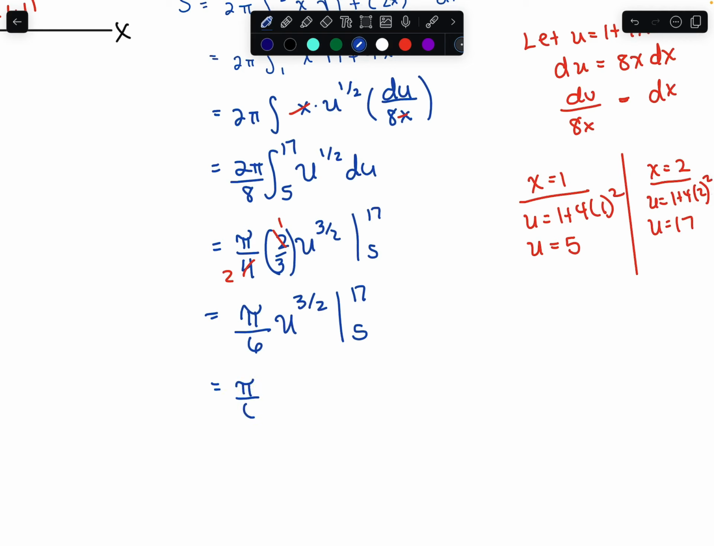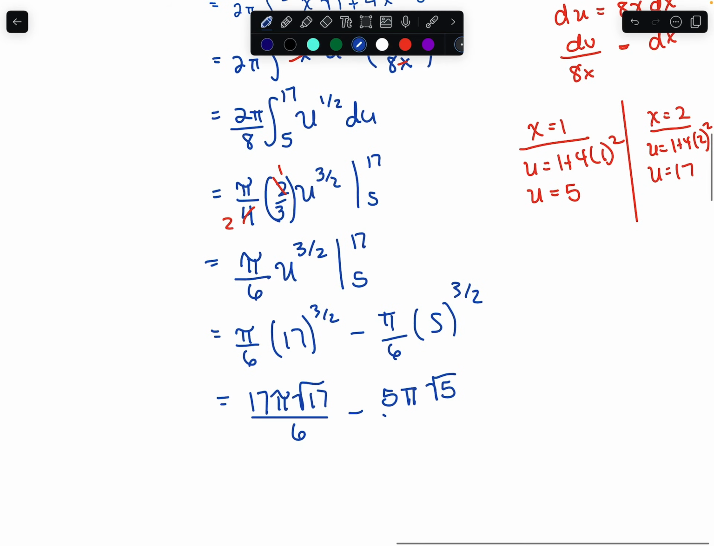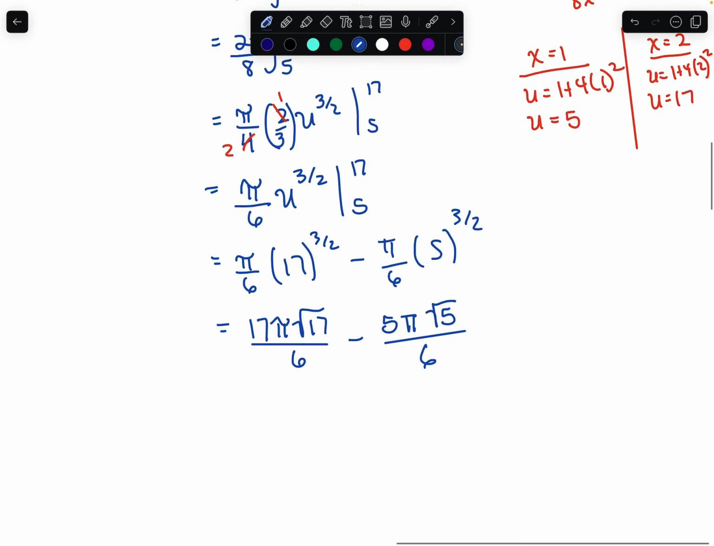And we're ready to plug in our values. 17 to the 3/2 minus pi over 6 times 5 to the 3/2. There isn't a lot of cleaning up to do. I am going to pull out one of the 17s. Note that this is 17 to the 3rd power. There's 3 of them, so I can pull one out. And we get 17 pi root 17 over 6, minus, same thing with that, 5 pi root 5 over 6. Not much we can do.